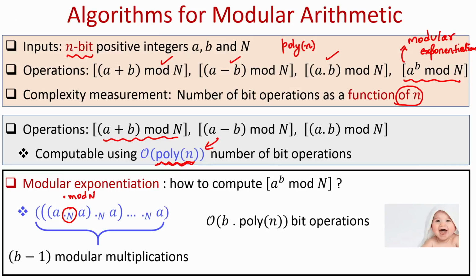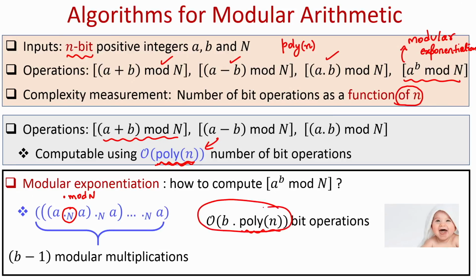Right. So, basically I am saying that you multiply a to itself b minus 1 number of times and keep on taking mod. That will be equivalent to saying that I am performing b minus 1 number of modular multiplications, and one instance of modular multiplication needs this many number of bit operations. Since I am doing it b number of times, this will be the overall complexity of my algorithm.